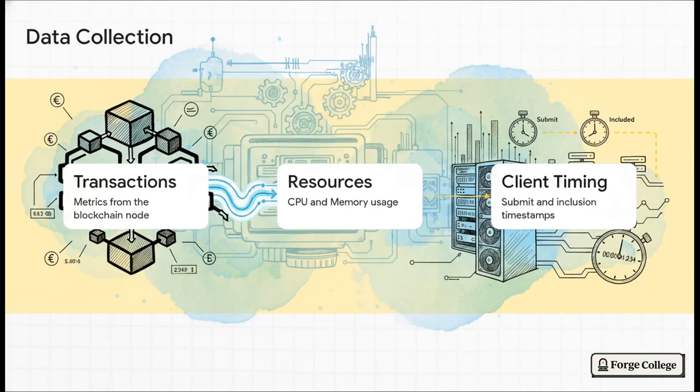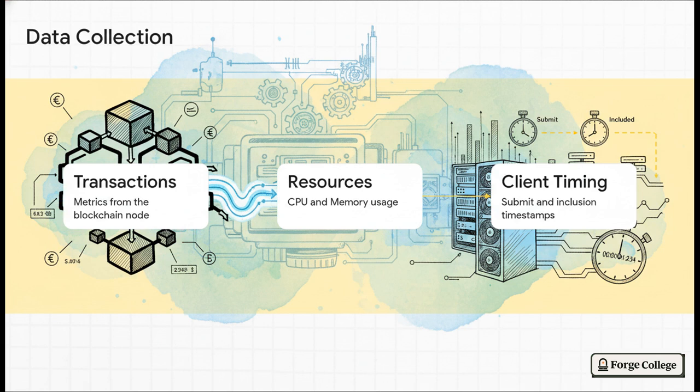Now it's time to set up our measuring instruments and collect incredibly precise data points while our experiment is actually running. The crucial thing here is that we must deploy 3 layers of data instrumentation. First up, we need transaction metrics directly from the node itself. Second, resource telemetry, which basically means tracking the CPU and memory usage of the machine running the node. And third, client timing, which captures the exact timestamps of when a transaction is submitted versus when it's actually included. This brilliant setup gives us a complete X-ray picture of what's happening under the hood.